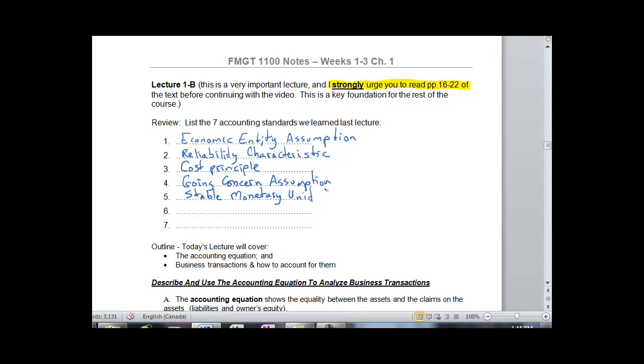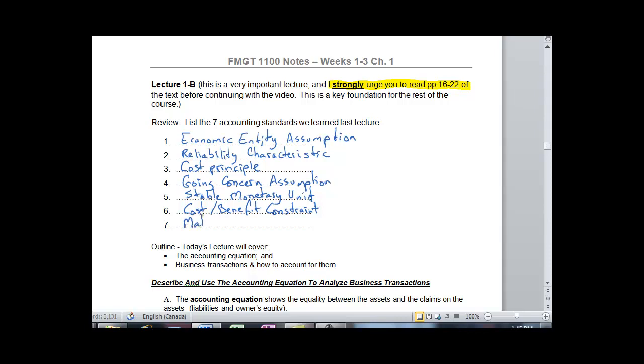The 6th one is the cost-benefit constraint. And it basically states that if you expend resources or money to create or record or capture or produce information, the benefits of that information should exceed the cost that you incurred to do that capturing and recording and producing. So the benefits of the information need to outweigh the cost of creating that information or capturing that information.